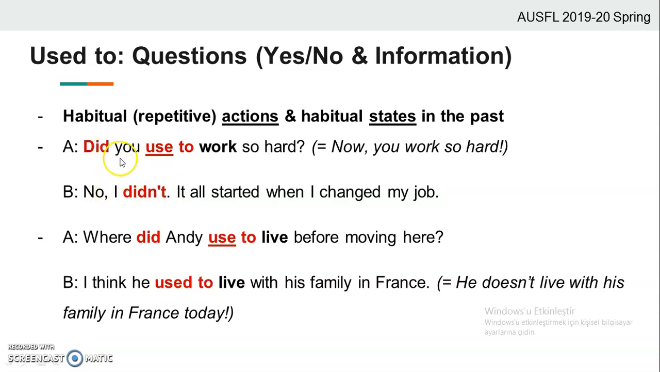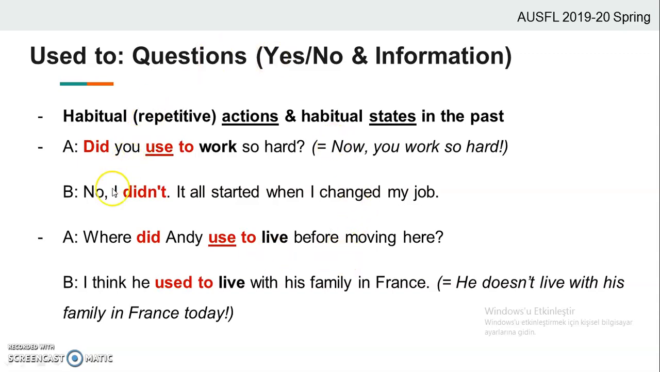And if you have a look at the question, again, we need to be careful about the spelling of use here. Next example. Where did Andy used to live before moving here? Again, please be careful about how we write use here without a D. The answer is, I think he used to live with his family in France. He doesn't live with his family in France today.